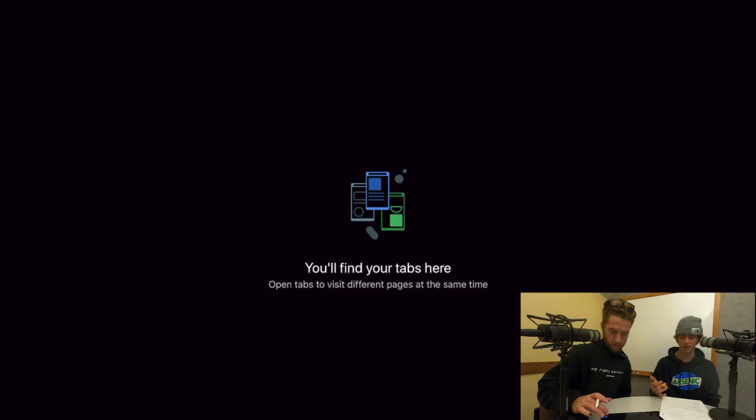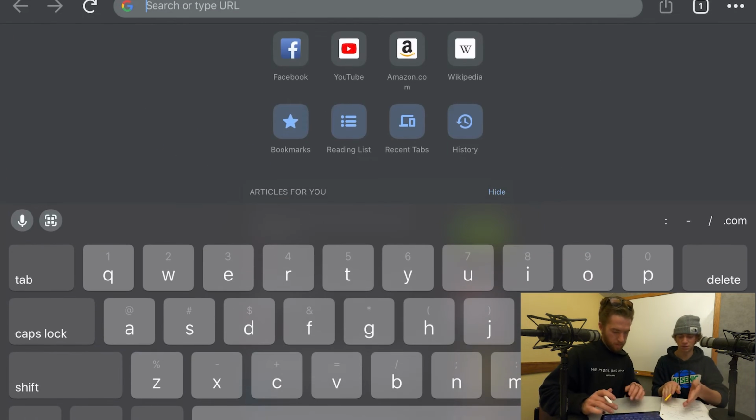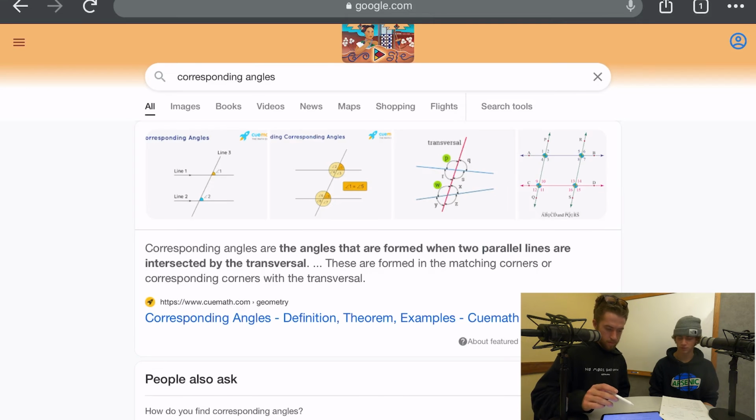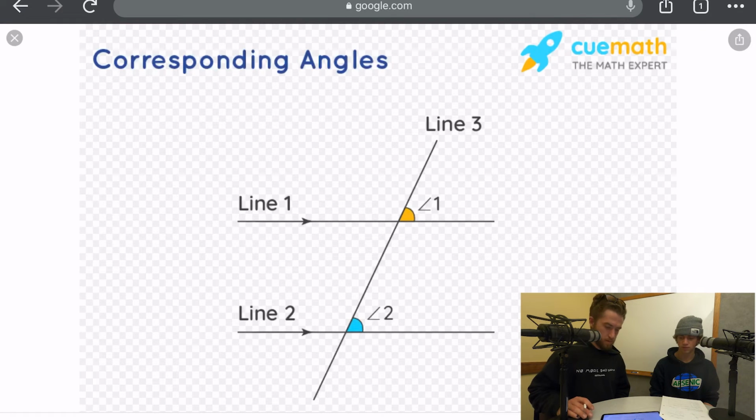Because they're on the same side of each. They're both on the left, and they're both on the same side as the transversal. Were you right? Yeah. All right.